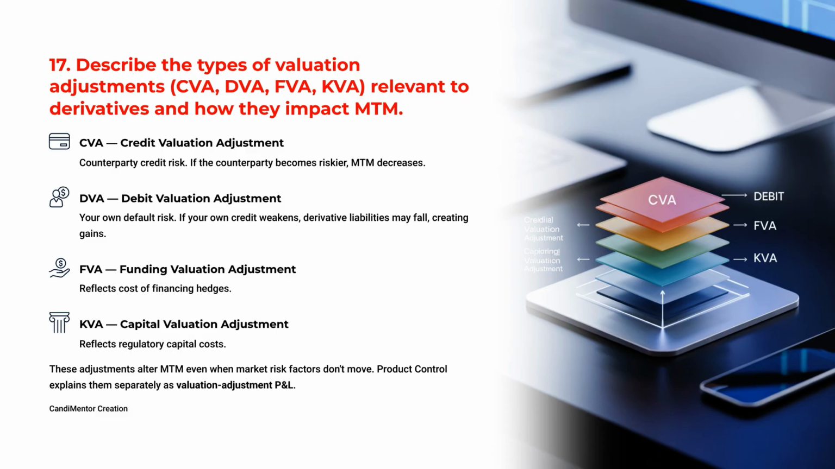FVA, funding valuation adjustment, reflects cost of financing hedges. KVA, capital valuation adjustment, reflects regulatory capital costs. These adjustments alter MTM even when market risk factors don't move. Product control explains them separately as valuation adjustment P&L.